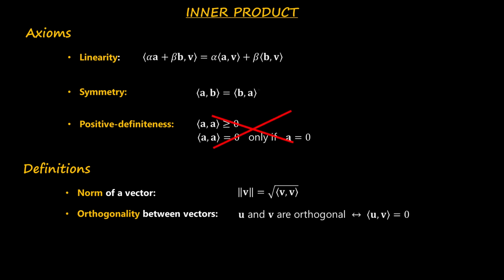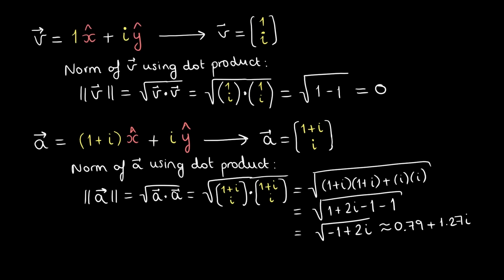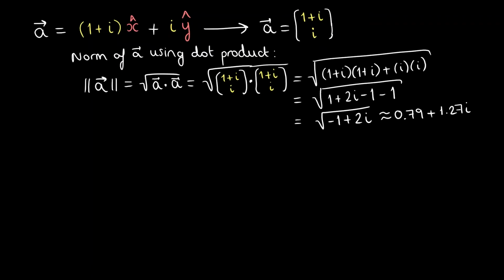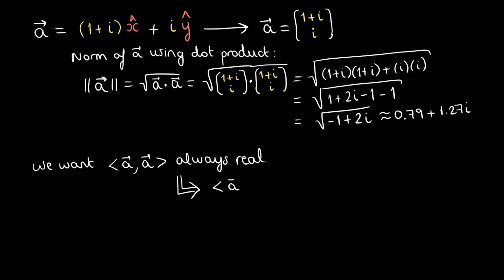We need a new inner product to work with complex vectors. We would like the norm of a vector to always be a real number, right? We would like the length of all vectors to be some real number. So the inner product of A with A should always give a real result. This can also be written by saying that the inner product of A with A should be equal to its own complex conjugate.